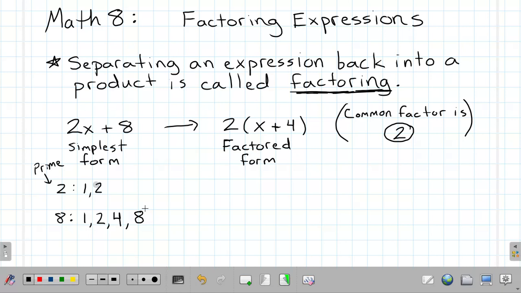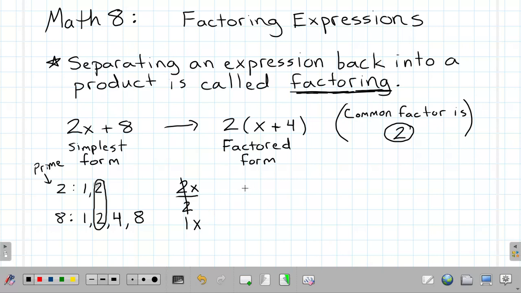So 8 actually has 4 different factors. What we need to do in this case is see, do these numbers have any factors in common other than 1? Every number is going to have 1 as a factor. But here we see they have a common factor that is 2. So what that means is we take 2x and divide it by that common factor. If we do 2x divided by 2, those 2's will cancel out, leaving us 1, so it would be 1x.